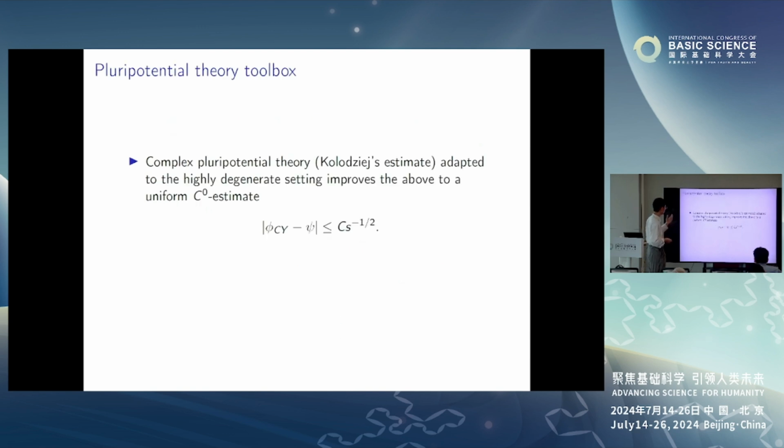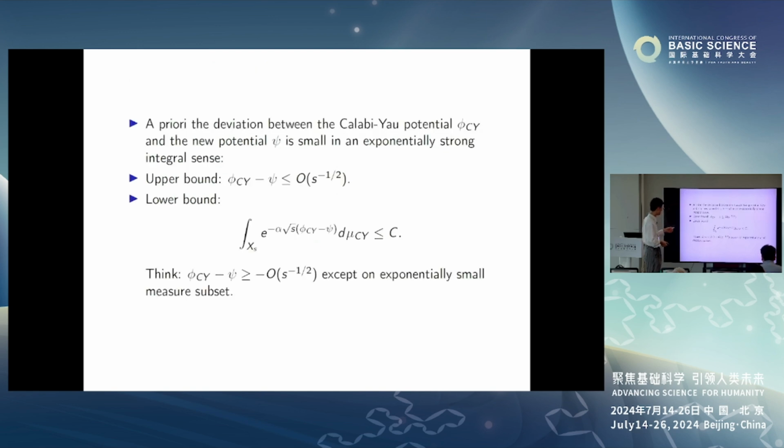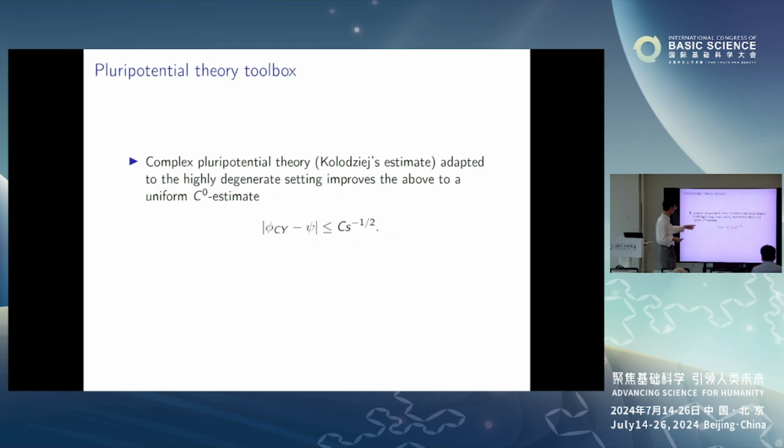Now, what you need to do is to adapt Kołodziej's package of complex pluripotential theory to improve the above estimate so that you remove this very small subset and prove that the Calabi-Yau potential is very close to that convex function. Now, once you know that, that shows that the Calabi-Yau potential is almost torus symmetric in a weak way.